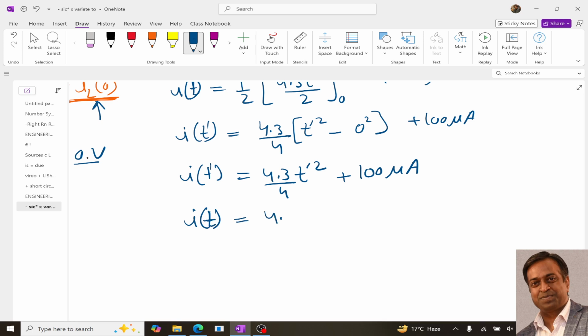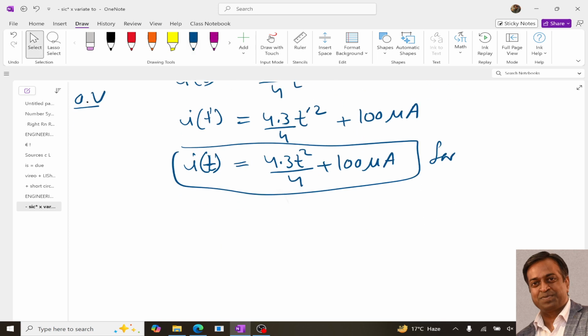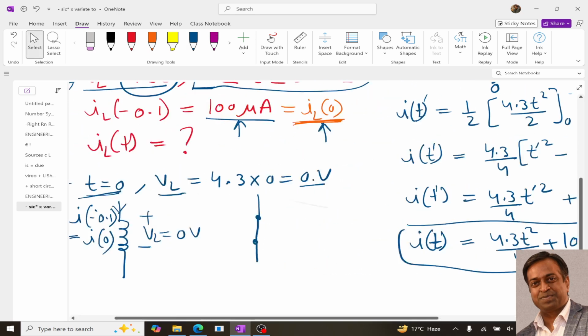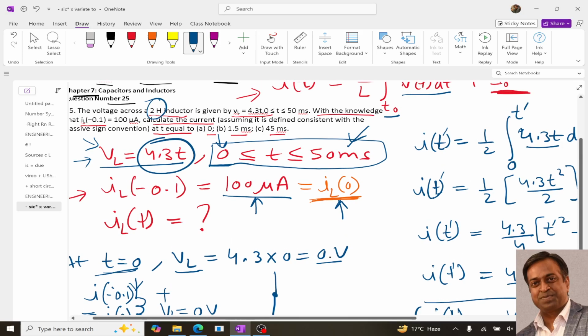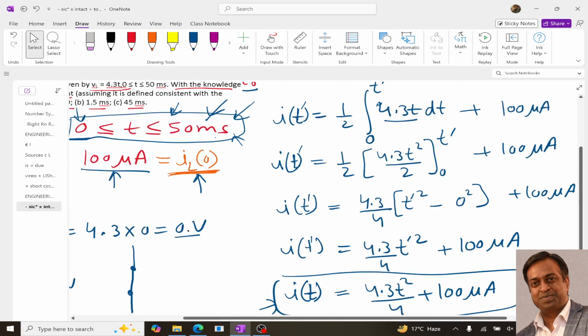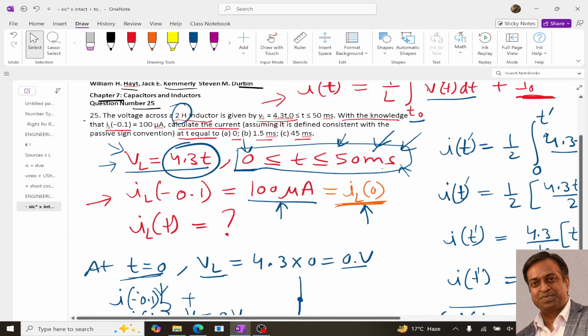This expression is for 0 < t < 50 ms, the same range that is given for the voltage. We do not know, there may be a chance that the voltage may increase or decrease after 50 milliseconds, so we do not know about that. Our expression is only for this range.